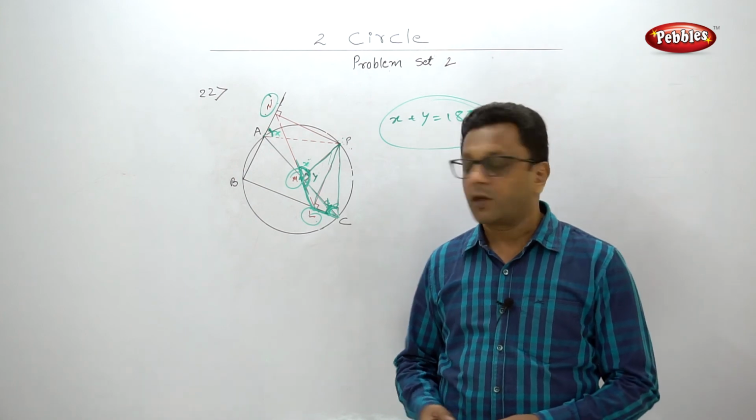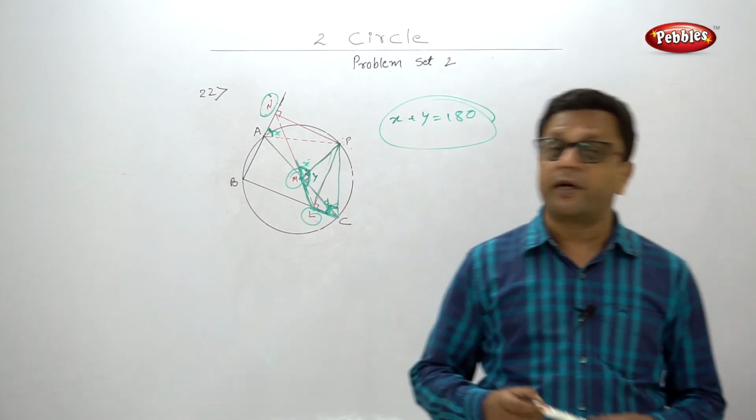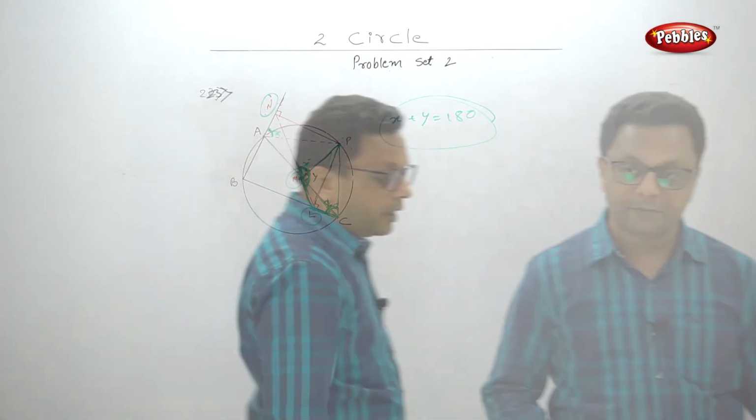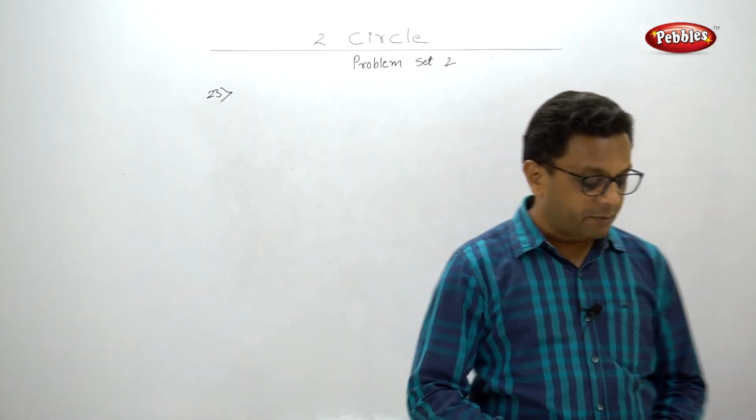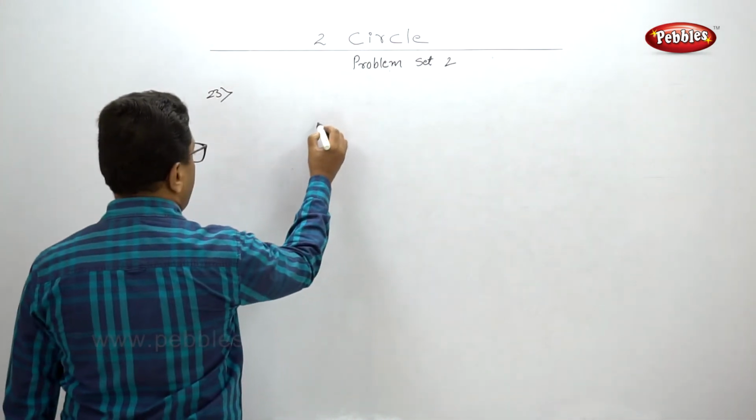That's all. So let us go to the last example of problem set 2, that is the 23rd example. In triangle ABC, segments AB and AC are congruent. So let us draw triangle ABC.